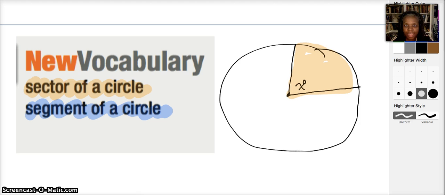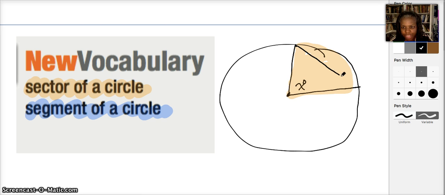If we then take that slice of pizza and cut straight across from intersection point to intersection point, and color that portion, this portion is considered the segment of the circle.